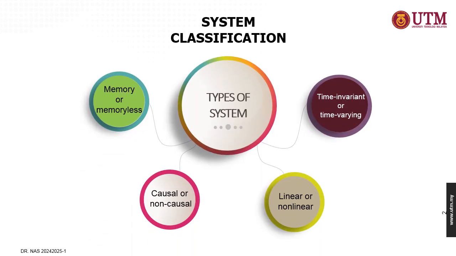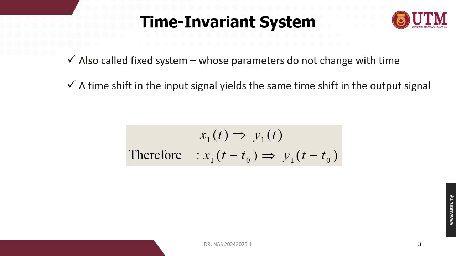Okay, today we are going to cover another two types of system, which are time invariant or time varying, and the second one is memory or memoryless system. Okay, time invariant system is also known as a fixed system, in which the parameters do not change with time.